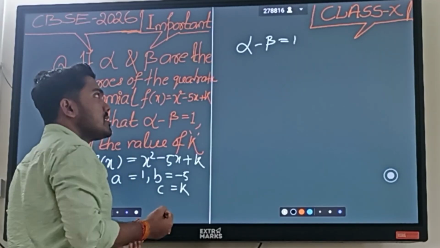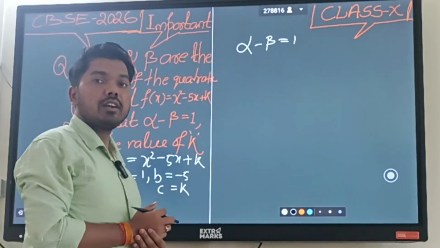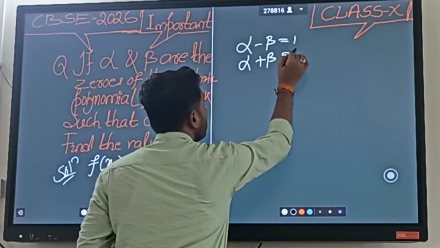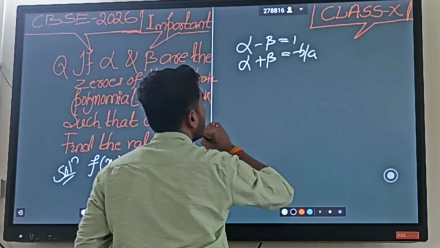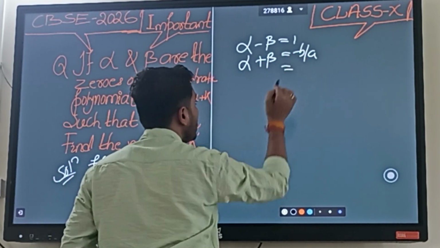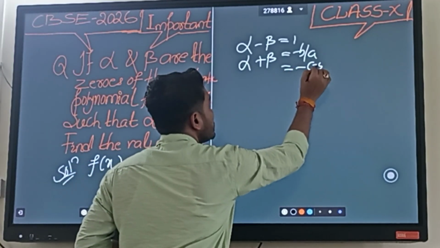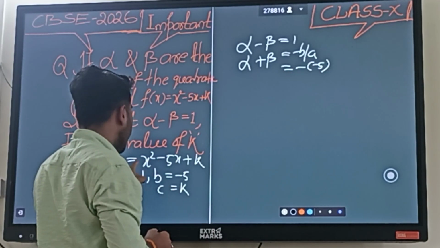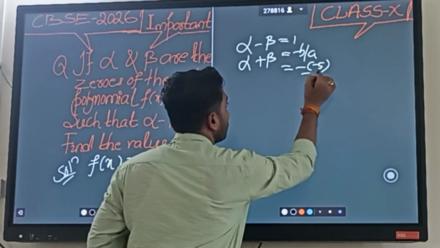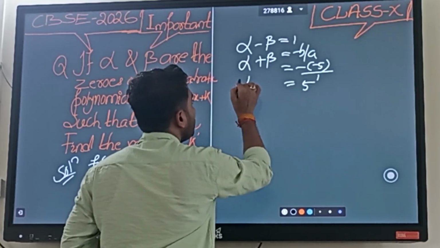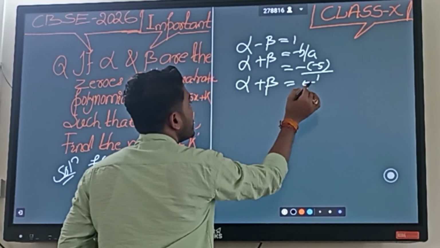And you know the relationship between the zeros and the coefficients of a quadratic polynomial: alpha plus beta is equal to -b/a. Here, b is -5, so minus of minus 5, and a is 1. So 5 by 1 is equal to 5. So you got alpha plus beta is equal to 5.